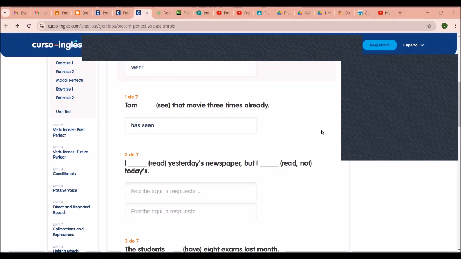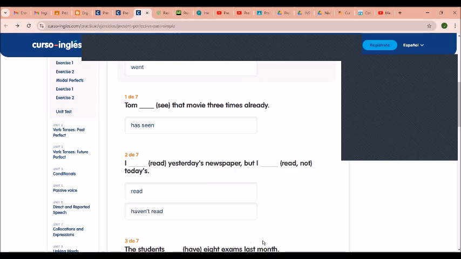I have read yesterday newspaper, but I haven't read today's. Very, very close. All right, Dulce. When you see yesterday, don't use have because it's past simple. And pronunciation. In the past, the verb doesn't change spelling, it changes how it's read. Right? So I read yesterday's newspaper, but I haven't read today's. Repeat. I read yesterday's newspaper, but I haven't read today's.